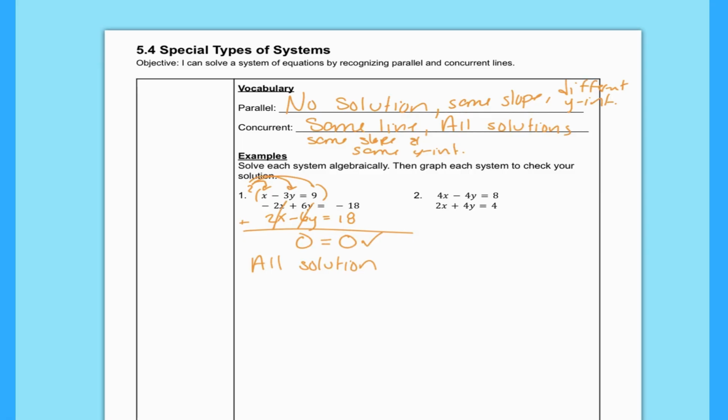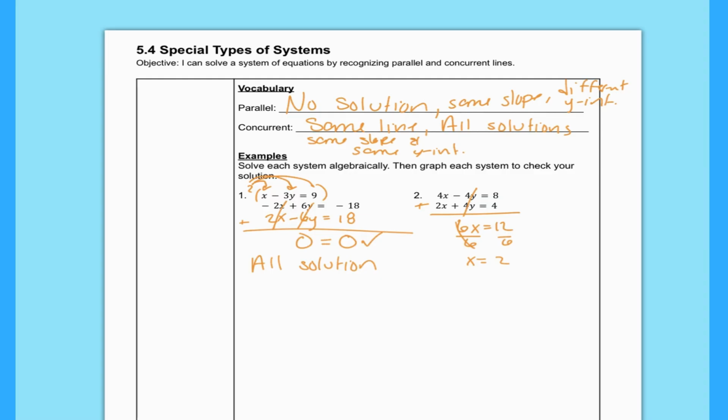Number 2, this one's already set up perfect for elimination or combination because I see negative 4y and positive 4y. Those are already going to be eliminated or cancel out. So 4x plus 2x is 6x is equal to 8 plus 4 is 12. And then if we're just trying to find out how many solutions, I could stop here because I have a variable left, which means I'm going to have a solution. But if we want to know what that solution actually is, we could keep solving. So we divide by 6, x equals 2.